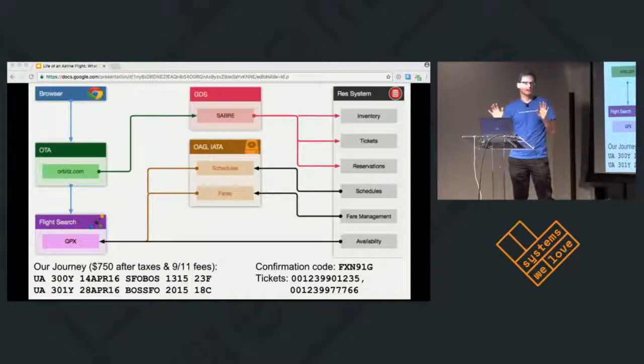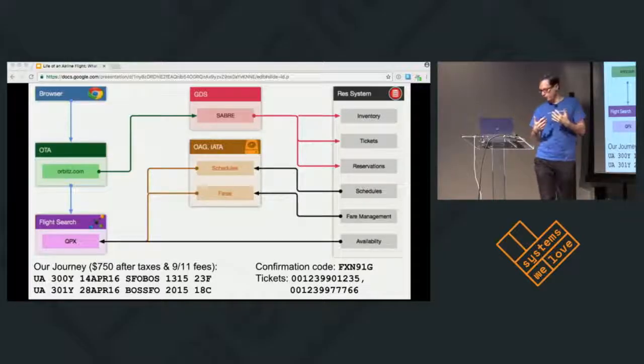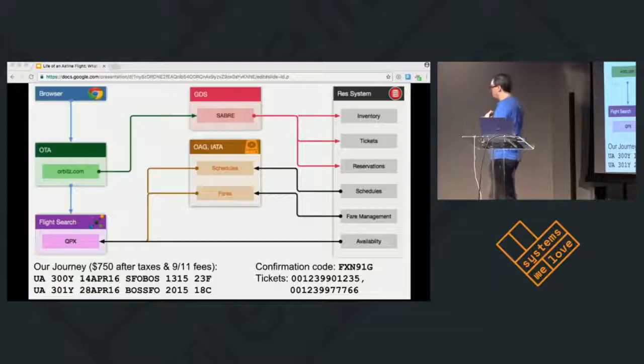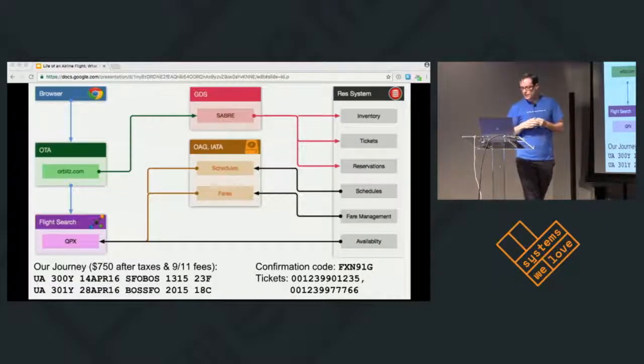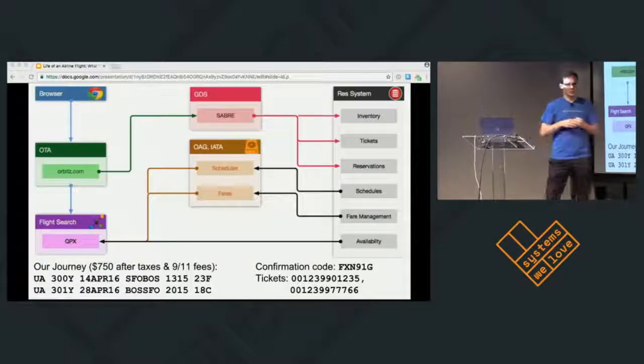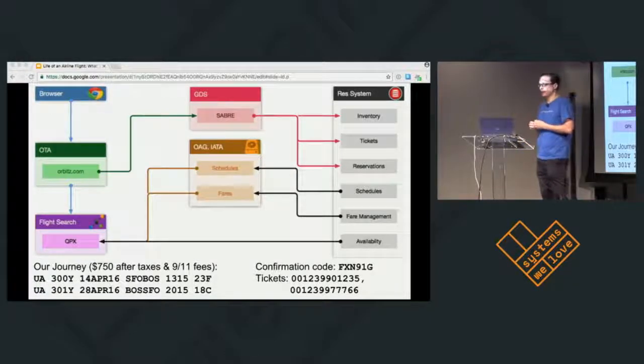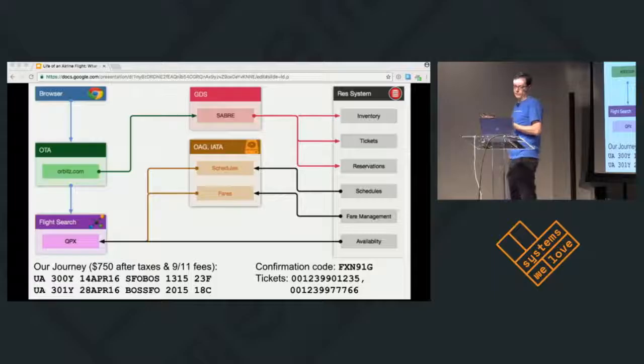What does booked mean? When I say you booked your flight, what does booked mean? Booked means you now have a passenger name record, which is all the information about you and your itinerary. You were issued e-tickets, which are the ticket indicators. And that confirmation code, we also call it our record locator.